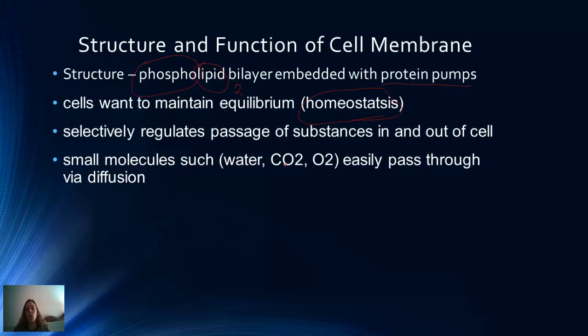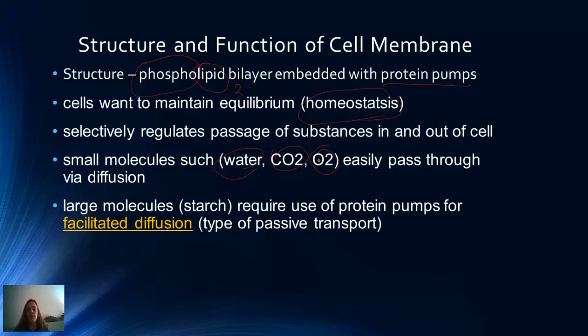Small molecules such as water, carbon dioxide, and oxygen pass easily through via diffusion because they're small, so they can easily pass through this phospholipid bilayer membrane. This is really good because water is a nutrient, carbon dioxide is a waste product, so it needs to get rid of it quickly, and oxygen is also a nutrient.